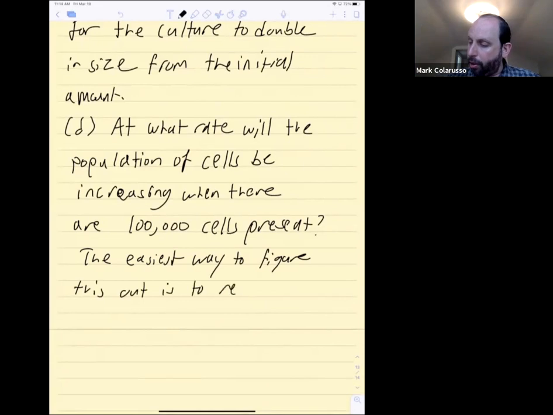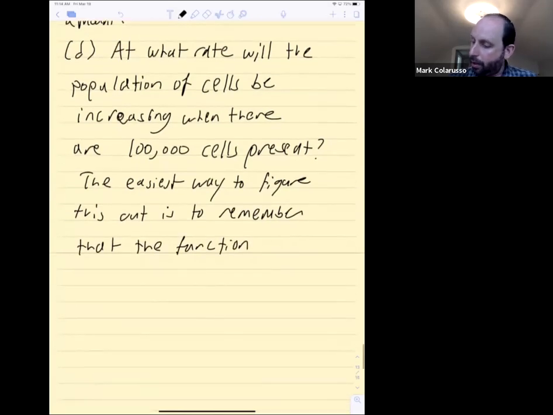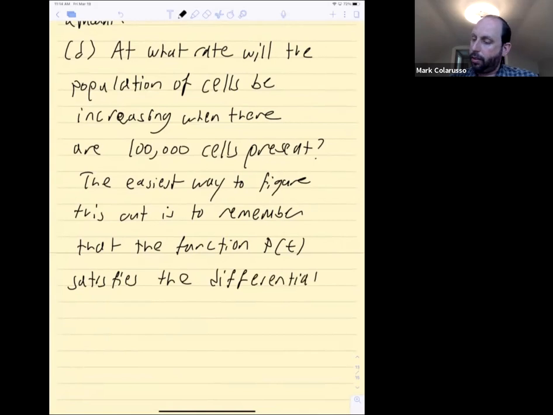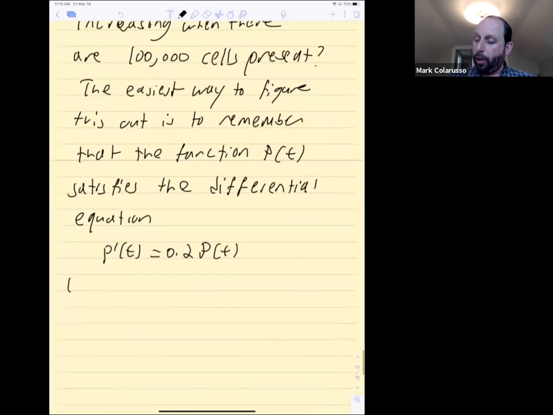is to remember that the function p of t satisfies the differential equation that p prime of t equals 0.2 p of t, which we found in part B, the second part of the question.